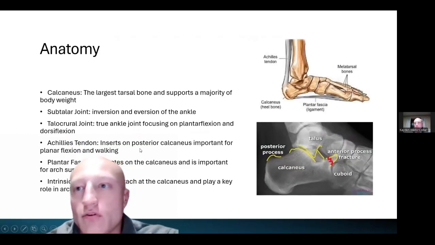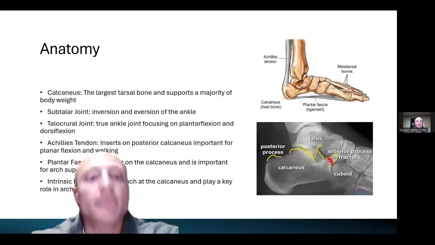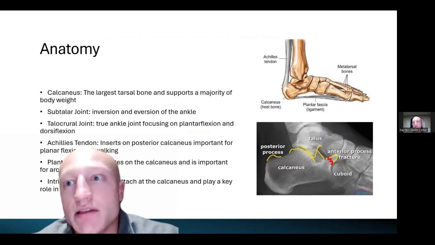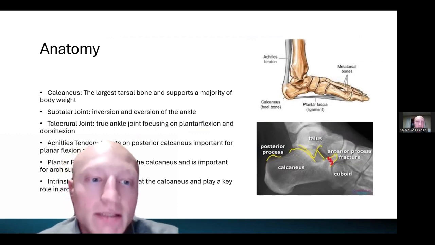So all the anatomy, of course, in a calcaneus fracture, what do you need to know? Calcaneus. It's the largest tarsal bone. It bears the majority of the person's body weight. So that, as we'll see, plays into a lot of different things when it comes to protocols.